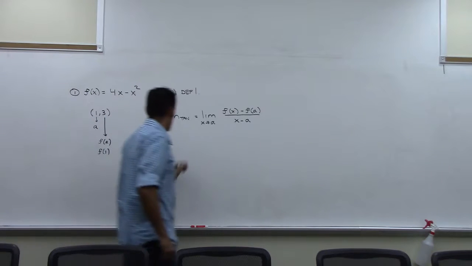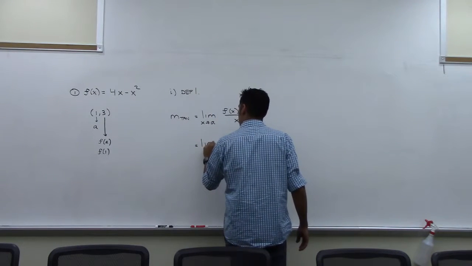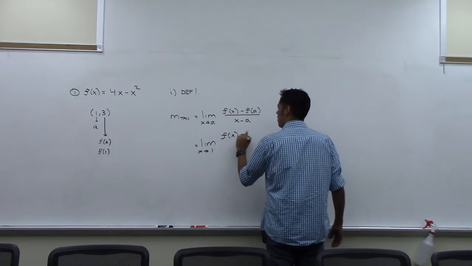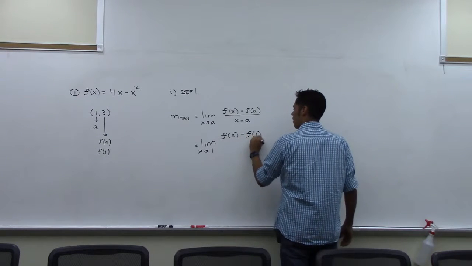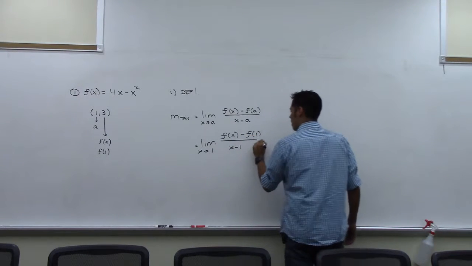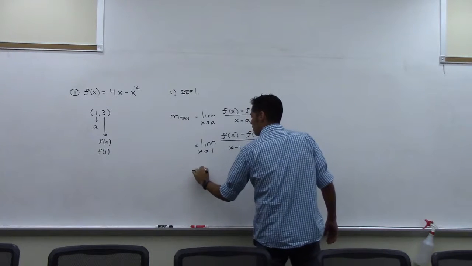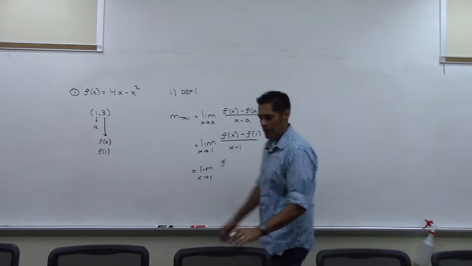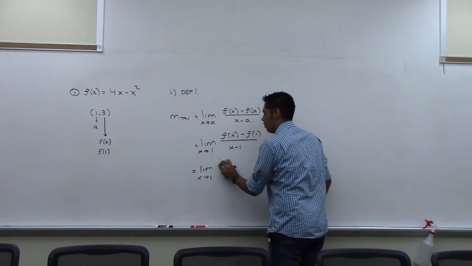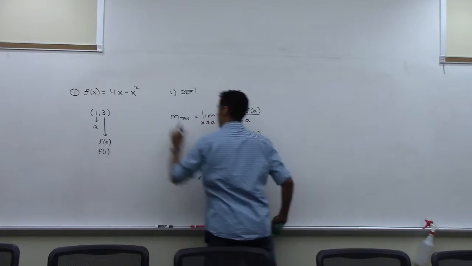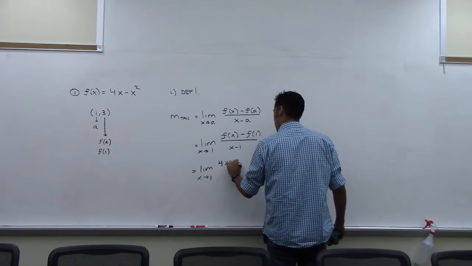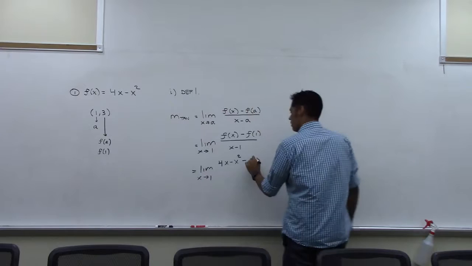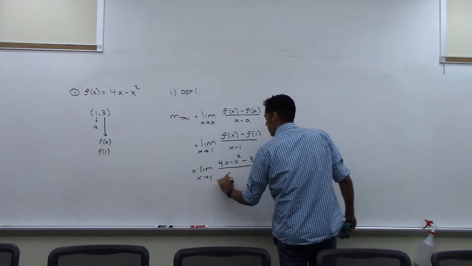All right, so let's go back to this. This should be equal to the limit. I'm going to replace all my a's with 1. Here, f of x doesn't change, minus f of 1 over x minus 1. And this is equal to the limit as x approaches 1 of f of x. Let's actually replace f of x with what it is. So what is f of x? It's this function right here, 4x minus x squared, minus f of 1, but we already know that f of 1 is 3. So this is 3 over x minus 1.